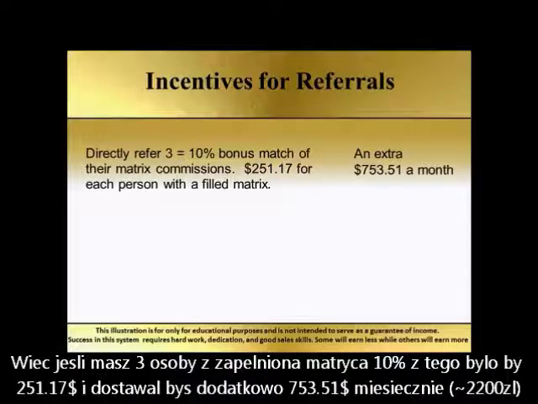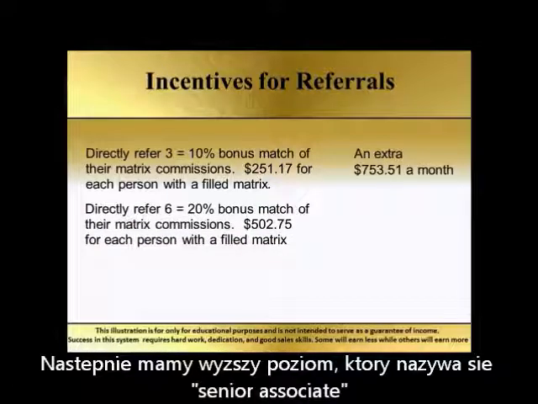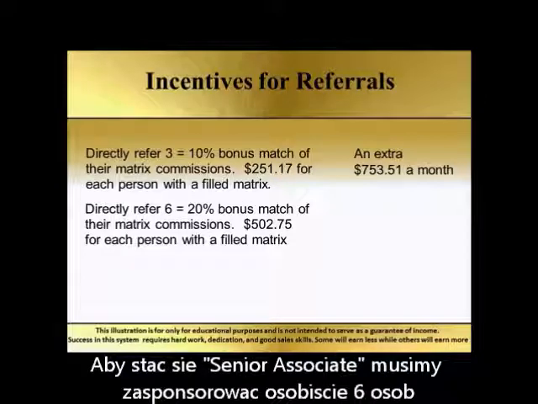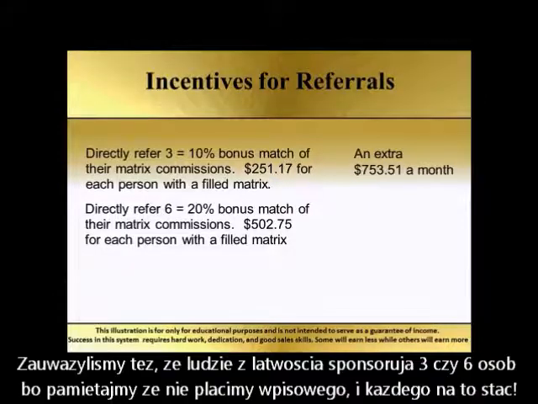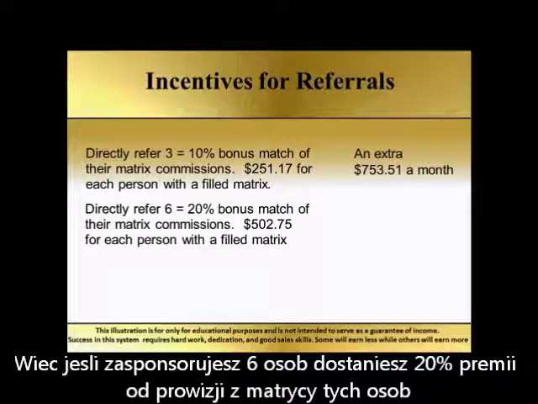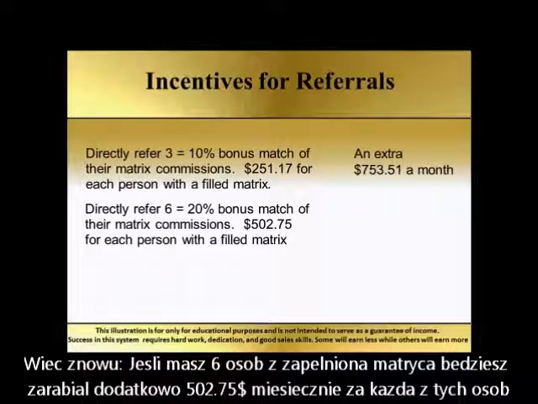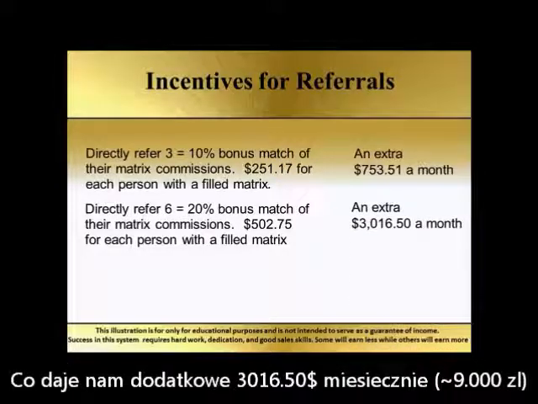Then after that, we have a second management level. It's called a senior associate. To become a senior associate, you simply refer 6 people. And by the way, here's what we're finding. We're finding that it's very simple for people to refer 3 or 6 people, because remember, there's no initial investment. It's affordable for anybody. Now, if you refer 6 people, you're going to get a 20% bonus match of their matrix commissions. So, for example, again, if you have 6 people with a filled up matrix, you'd be making an extra $500 a month on all 6 of those people. That's an extra $3,000 a month on top of your $2,500.